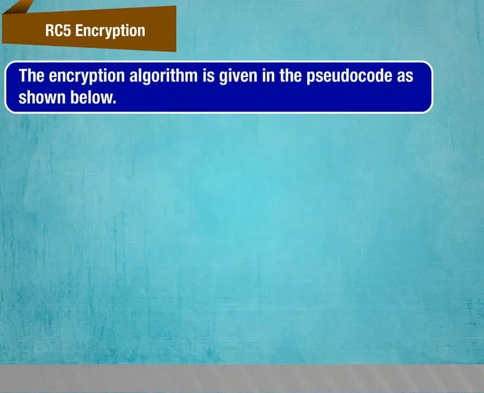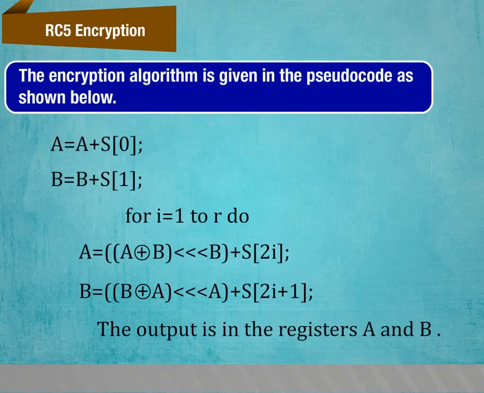The encryption algorithm is given in the pseudocode as shown below. A is equal to A plus S of 0, B is equal to B plus S of 1. For I equal to 1 to R, do A is equal to the rotation of A XOR B to the left by B, plus S of 2I. B is equal to the rotation of B XOR A to the left by A, plus S of 2I plus 1. The output is in the registers A and B.